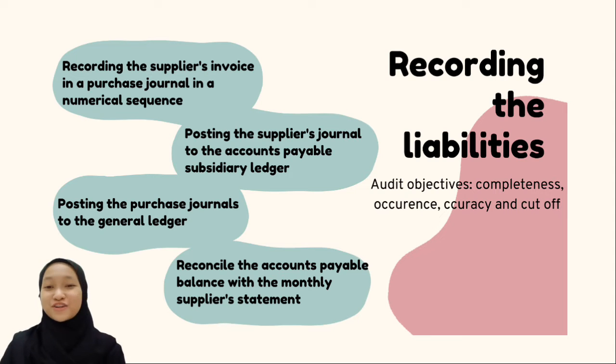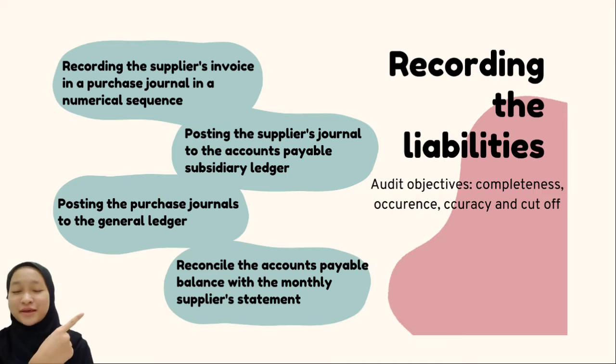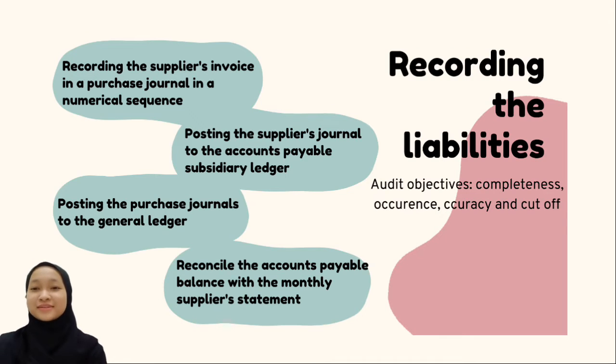The last function is recording the liabilities, where the accounting department needs to make sure that all of the purchase transactions are recorded and there are no missing transactions. These are a few steps that they can do to ensure that the amounts recorded are correct. All of this is done to ensure that it will achieve the 4 audit objectives, which are occurrence, accuracy, completeness, and cut-off.